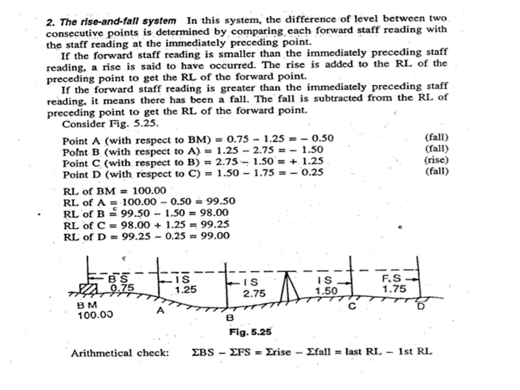Whenever you are using this particular method, you are supposed to apply the arithmetic check, that is summation BS minus summation FS should be equal to summation rise minus summation fall, which should be equal to last RL minus first RL. This way the readings are to be checked.